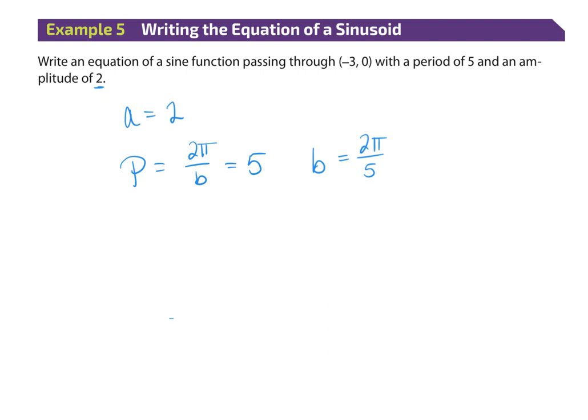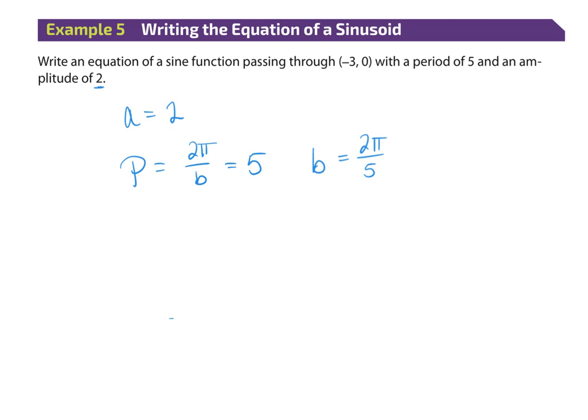And then they tell me -3. It passes through the point -3, 0, then I'm going to have to shift the graph 3, right? And it means I'm going to have to shift the graph 3 places to the left, which means on the inside it needs to look like a plus 3, all right?